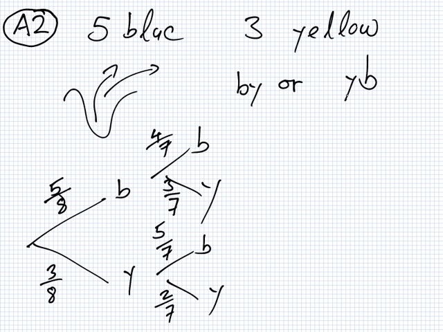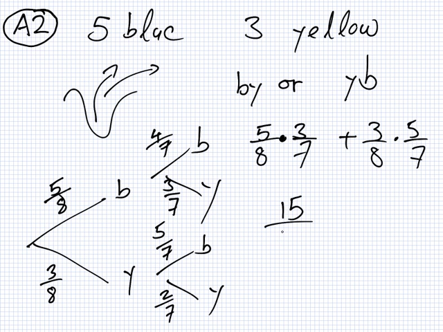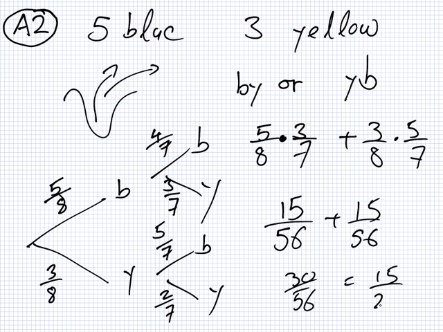Wasn't it the same color? No! Different. Oh my god. So it's this plus this. I wrote probably blue in a row, yellow in a row. Yeah, that's funny. And 15 over 56 plus 15 over 56 is 30 over 56, which is 15 over 28. And that is the answer.